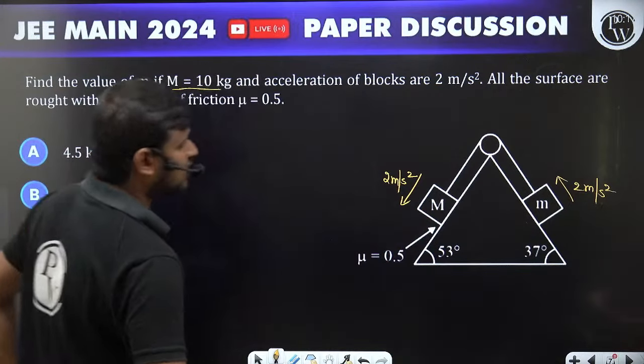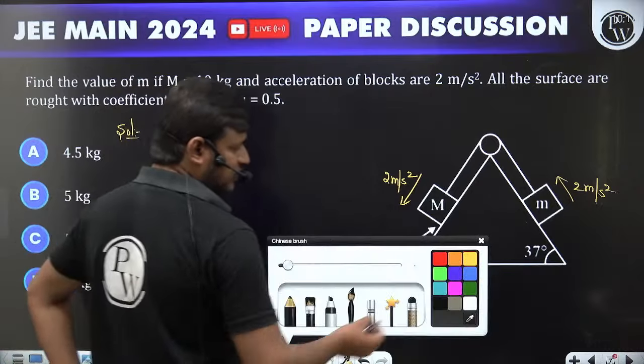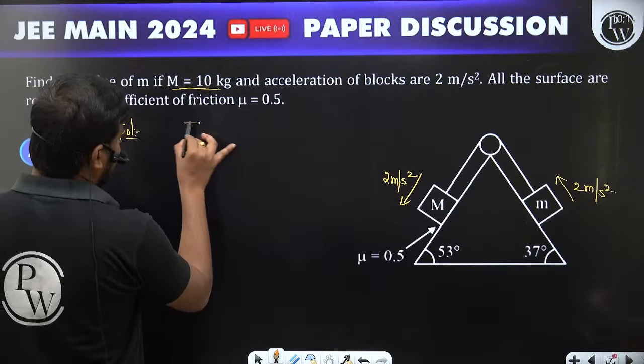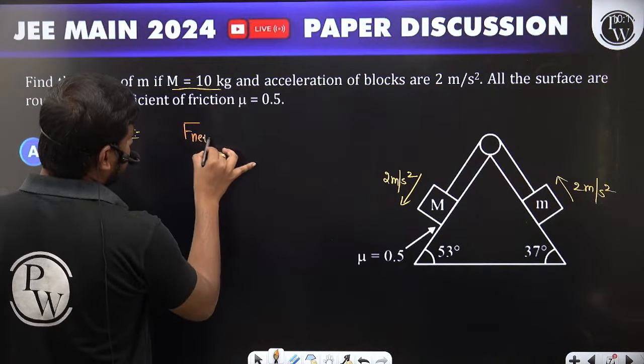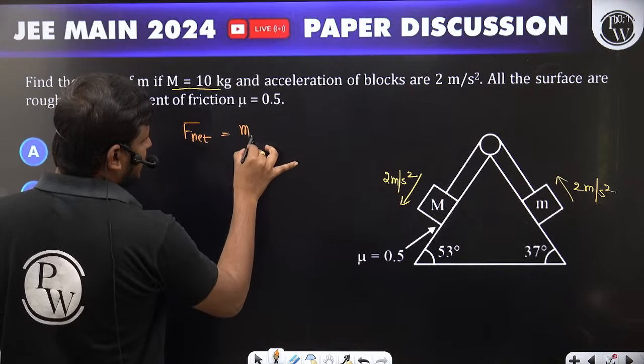Fine. So now overall you can write, the F net is equal to the net mass into acceleration.